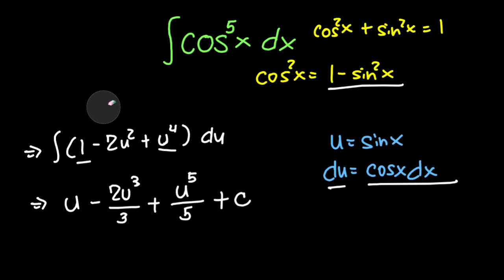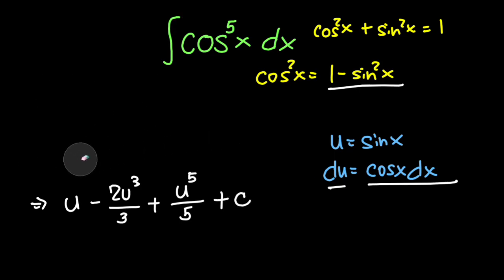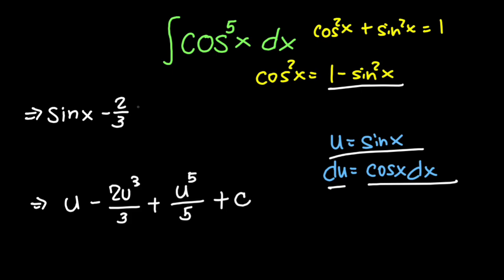We are not yet done here because we first have to substitute u back into its original form. Remember that u is equal to sine x. So our final answer would be sine of x minus 2/3 sine x to the power of 3 plus 1/5 sine to the power of 5 of x plus c.